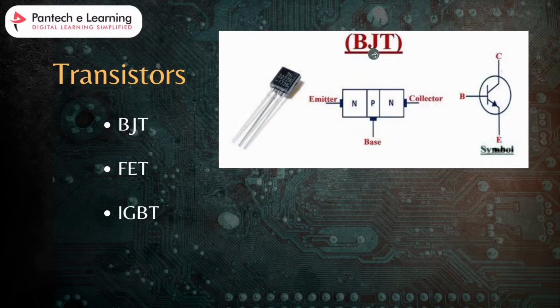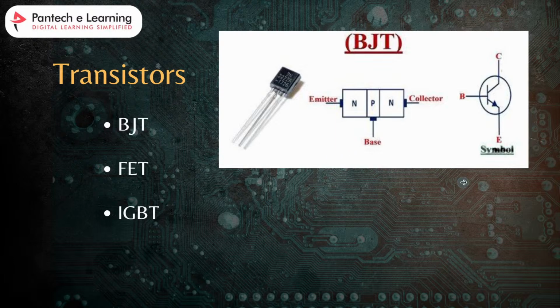So what is meant by BJT? BJT is nothing but a bipolar junction transistor. How does this bipolar junction transistor work? It has three terminals: base, collector, and emitter. It controls the flow of current between the collector and emitter by applying a small current to the base. So this is the BJT.